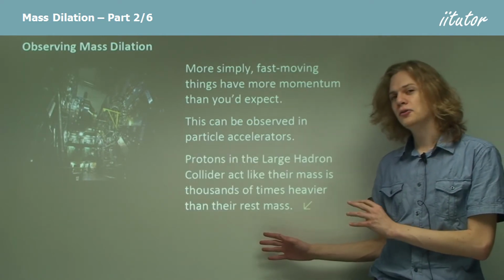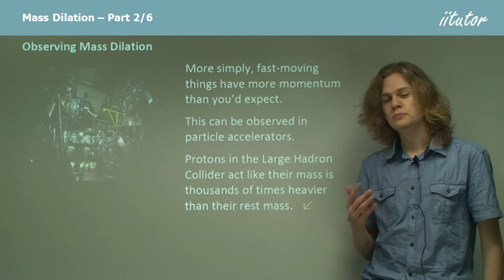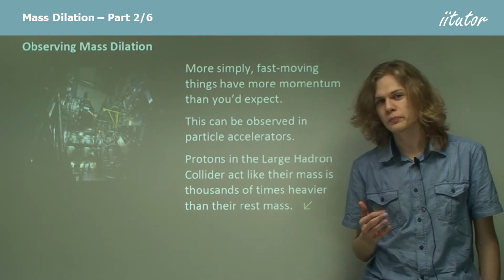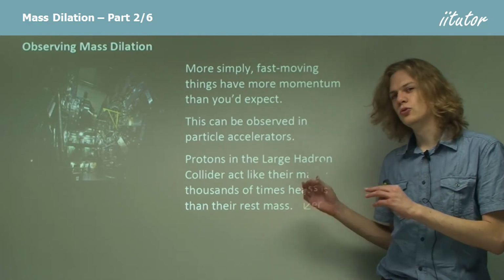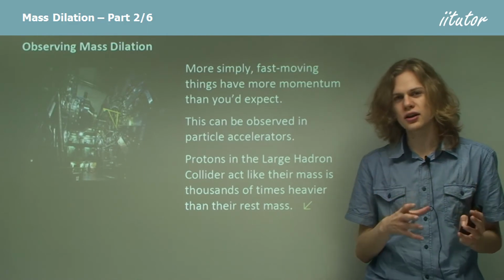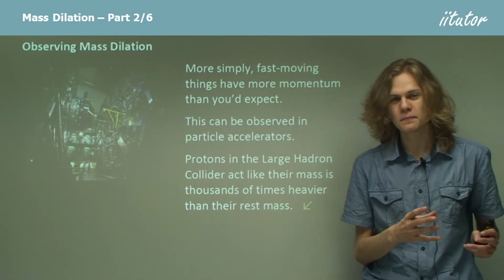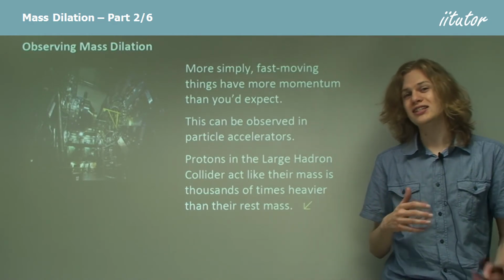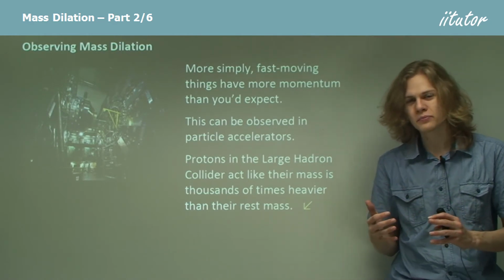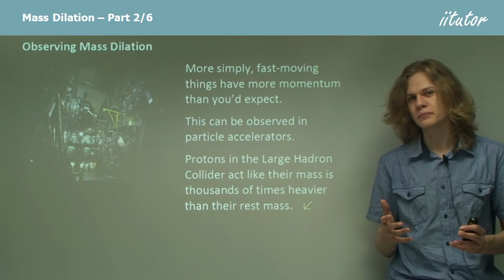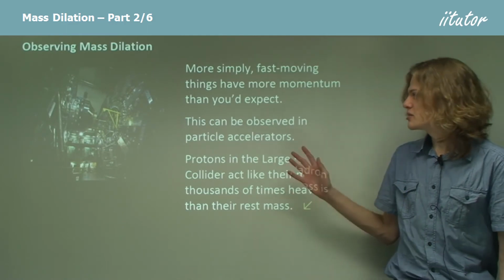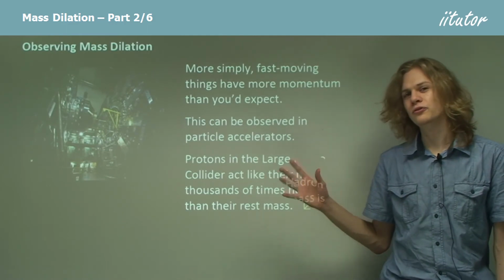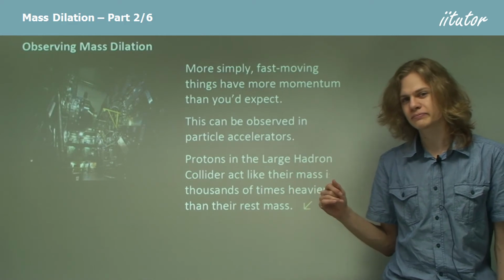In the Large Hadron Collider, which is the largest particle accelerator in the world, protons can get up to within a few meters per second of the speed of light. And when their mass is measured, it's measured to be about 7,000 times greater than when the protons were stationary. So it's easy to see that mass dilation is a real effect that really does happen.